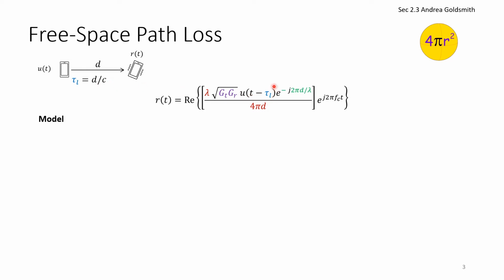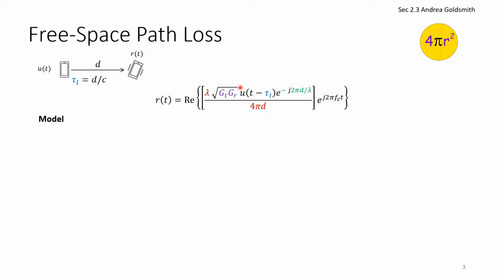So at the receiver side we have u of t minus tau l, the delay of the path. The received signal is similar to the transmitted signal but delayed, and of course there will be a phase shift, which is a function of d. So we have e to the minus j2 pi d over lambda. The distance here controls how much the phase shift is. The received signal based on the free space path loss model will be scaled by the gain of the two antennas and divided by the loss.